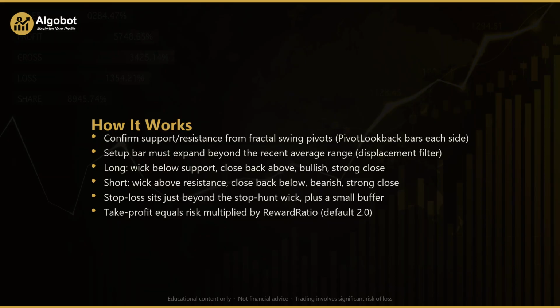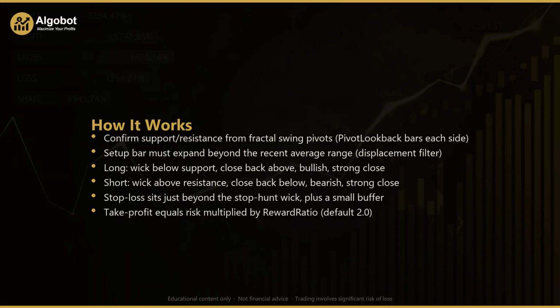Next, the strategy checks whether it already holds a position. It allows only one open trade per magic number at a time, so it won't stack entries. Then it measures the setup candle. It calculates the candle's range, the high minus the low, and compares it to the average range of the previous bars defined by the range window input. The candle only qualifies if its range is at least the displacement factor times that average. By default, that's 20% larger. This is the displacement filter, and it keeps the EA out of quiet, indecisive bars.